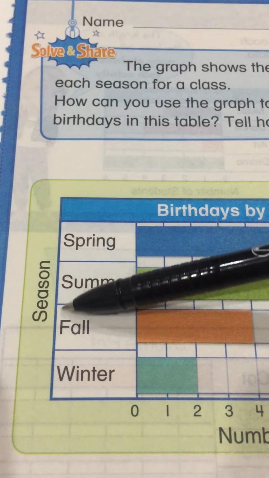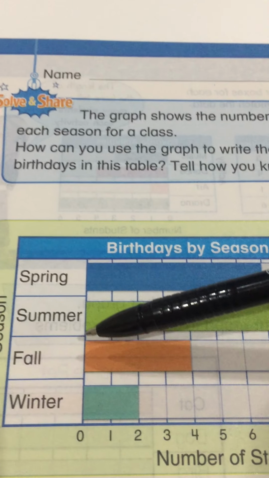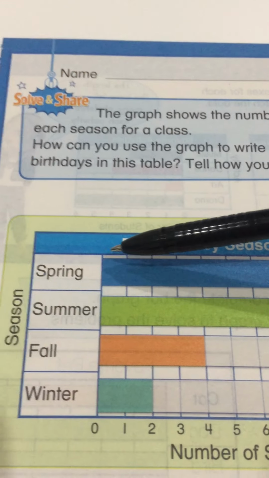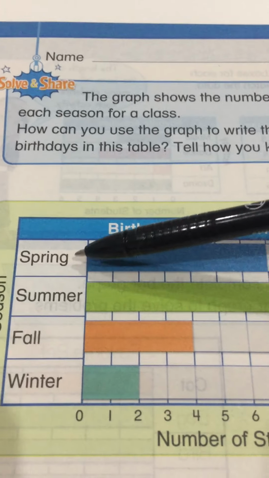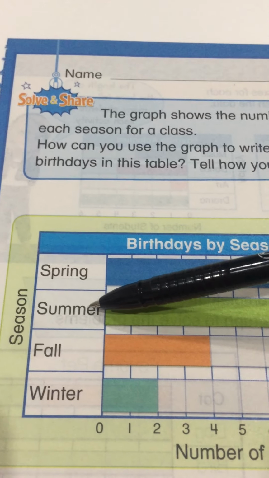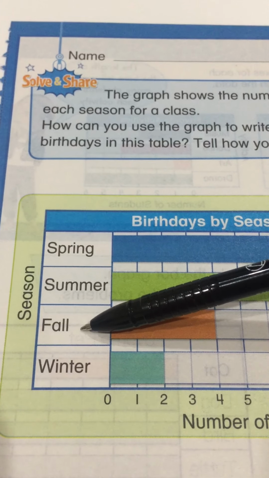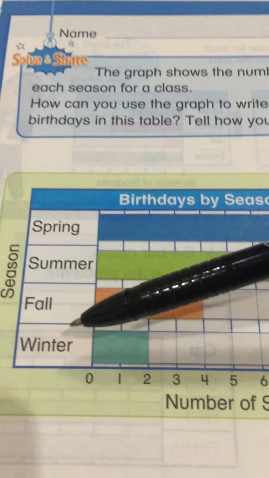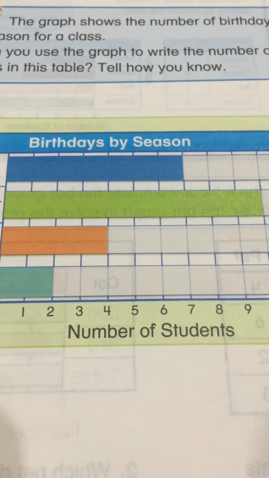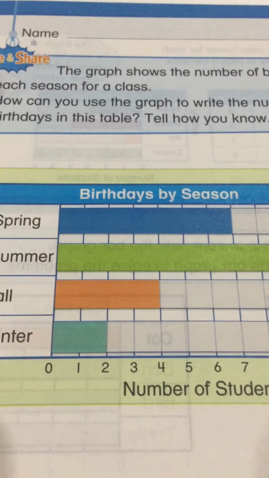Here we have season because this is talking about the birthdays in different seasons. The teacher maybe made this for her students to know how many students have a birthday in the spring, how many students have a birthday in summer, how many in fall, and how many in winter. Here is the number of students that have their birthday in one of these seasons. We will see our information here.